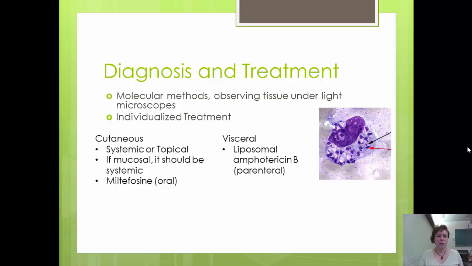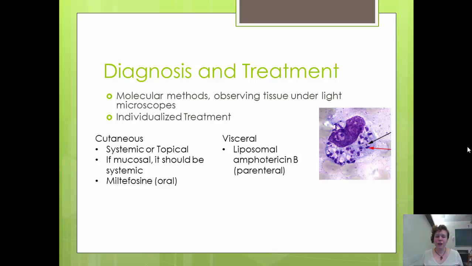When it comes to cutaneous, you either do a systemic or a topical treatment, but for mucosal it has to be systemic, which is either oral or parenteral treatment. The only FDA-approved drug for cutaneous and mucosal Leishmaniasis is miltefosine, which is only approved for certain species of the Leishmania protist that cause cutaneous and mucosal Leishmaniasis. When it comes to the visceral form, you absolutely have to get treatment just because it infects such important internal organs. The only FDA-approved drug for this is liposomal amphotericin B, which is a parenteral drug.